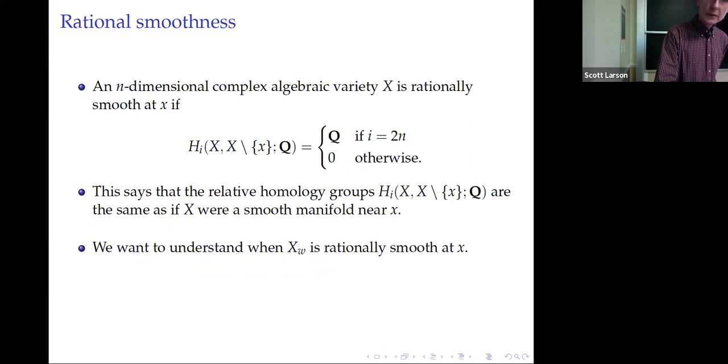Now, what does rational smoothness mean? Many of you have seen this before as well, but a variety is rationally smooth if, informally, its relative homology groups of X, X minus a point look the same as if it were a smooth manifold. And so that's the formal definition as a displayed equation, but just think of it as a smooth manifold.